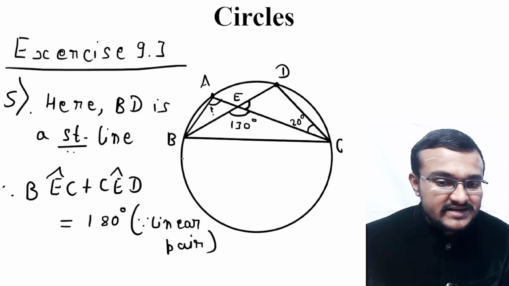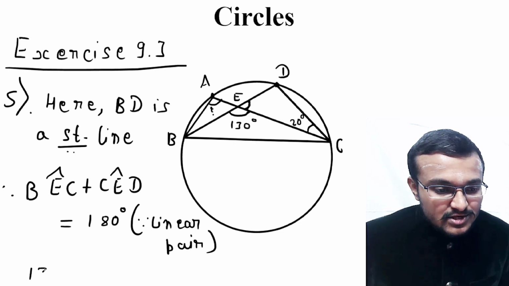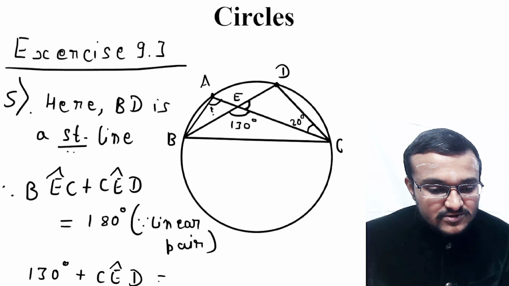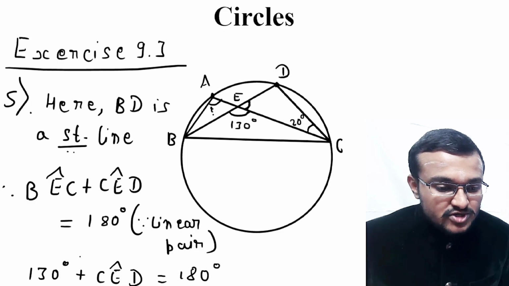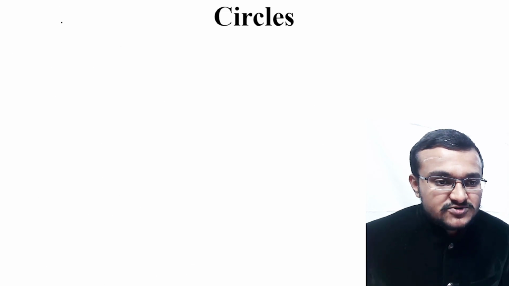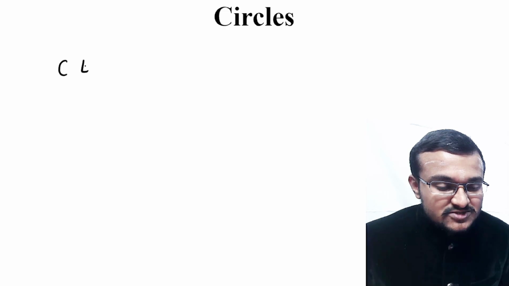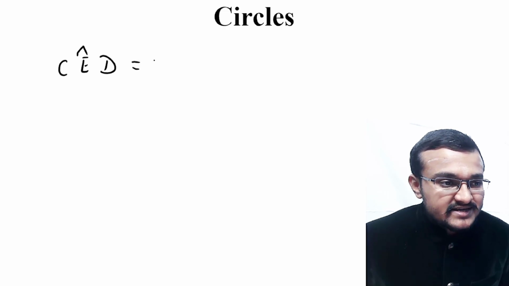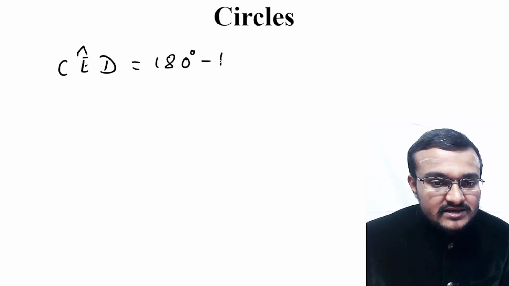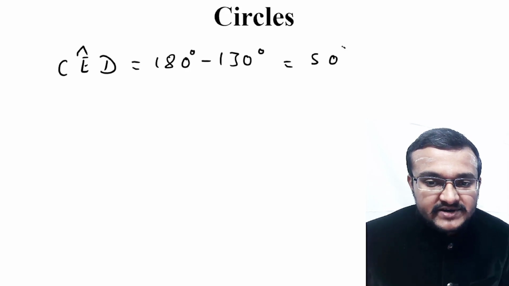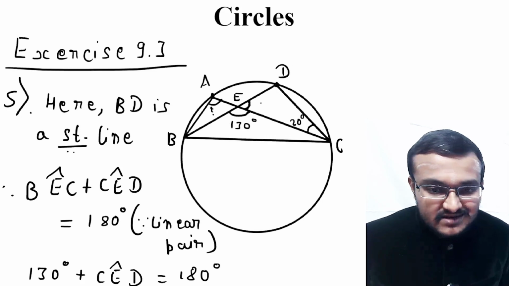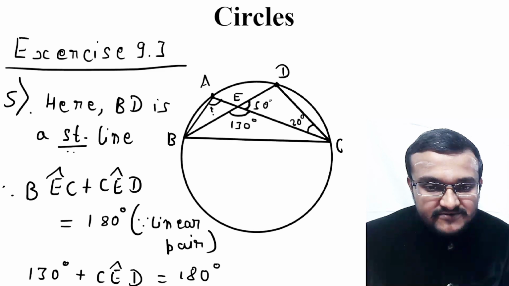Now here angle BEC is already given, that is 130 degrees. So 130 degrees plus CED is equal to 180 degrees. If you bring 130 degrees to the RHS, it becomes 180 degrees minus 130 degrees. So CED is equal to 180 degrees minus 130 degrees, which gives you 50 degrees. That means CED is 50 degrees.